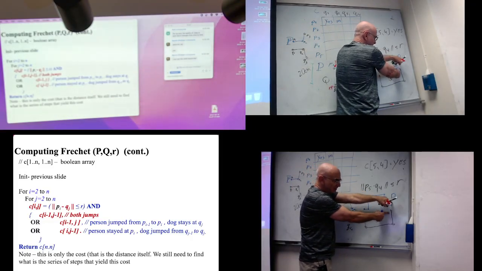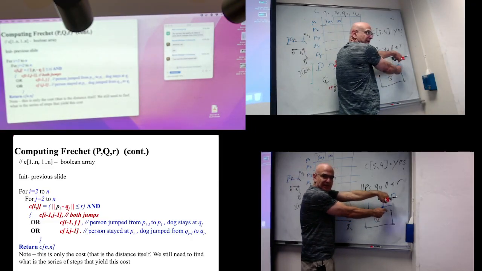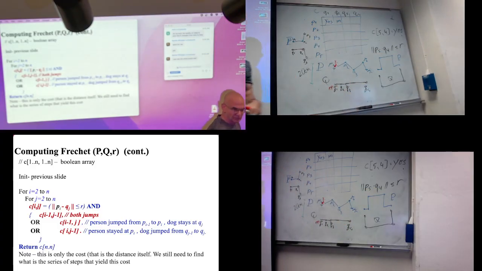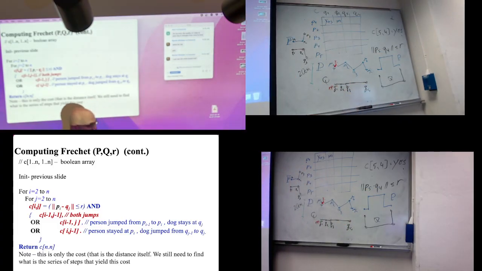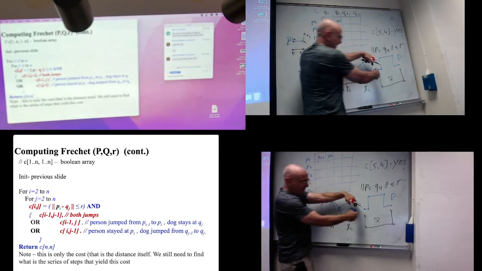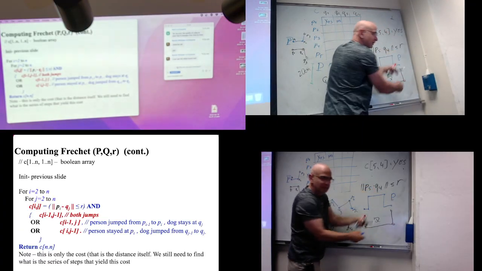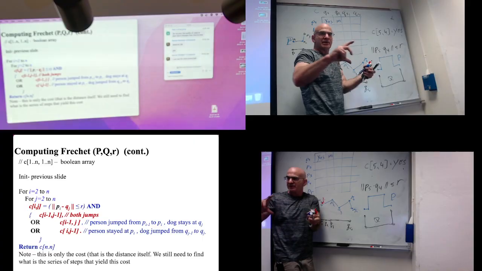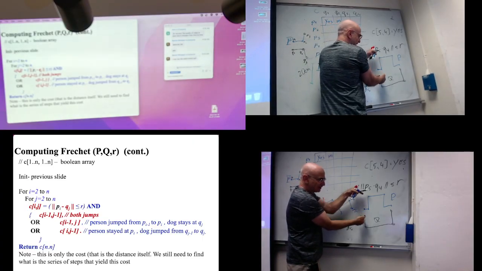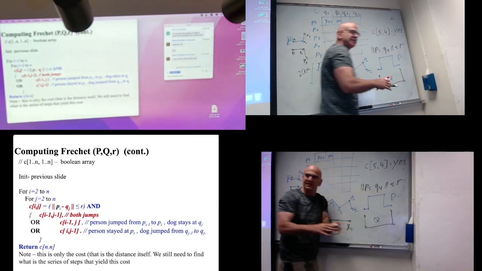Is the distance between the endpoints less than R? Yes, we end good. So we pass these two conditions, but it still doesn't mean that I can find a schedule for the whole trip that is always smaller than R. I need to find a schedule where all the time they are smaller than R.